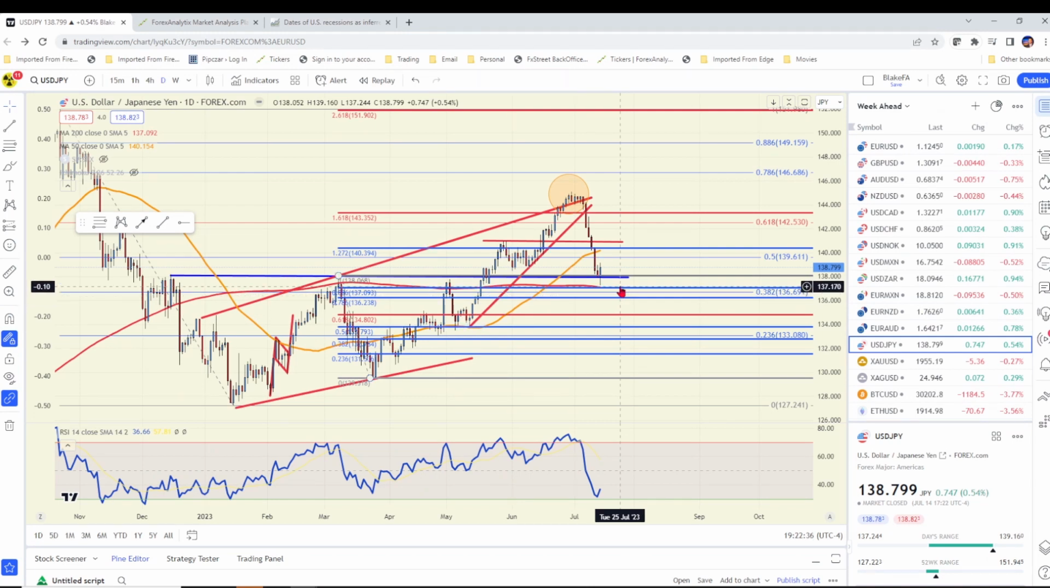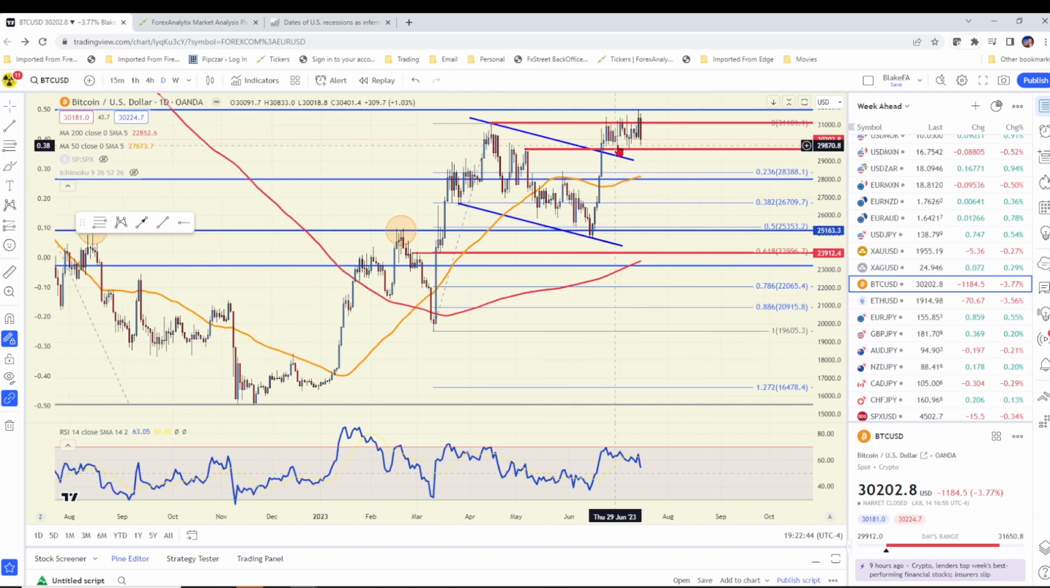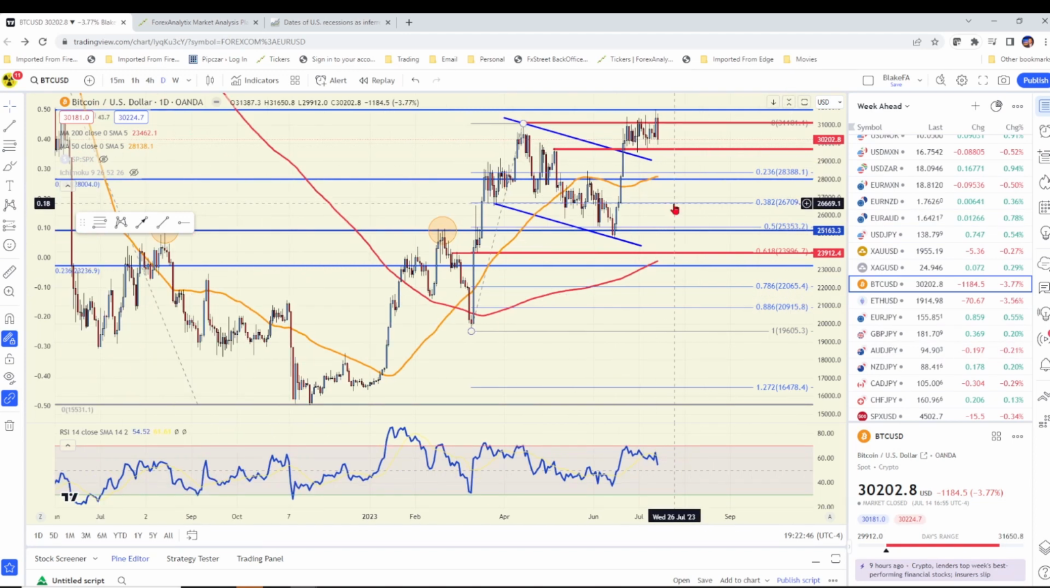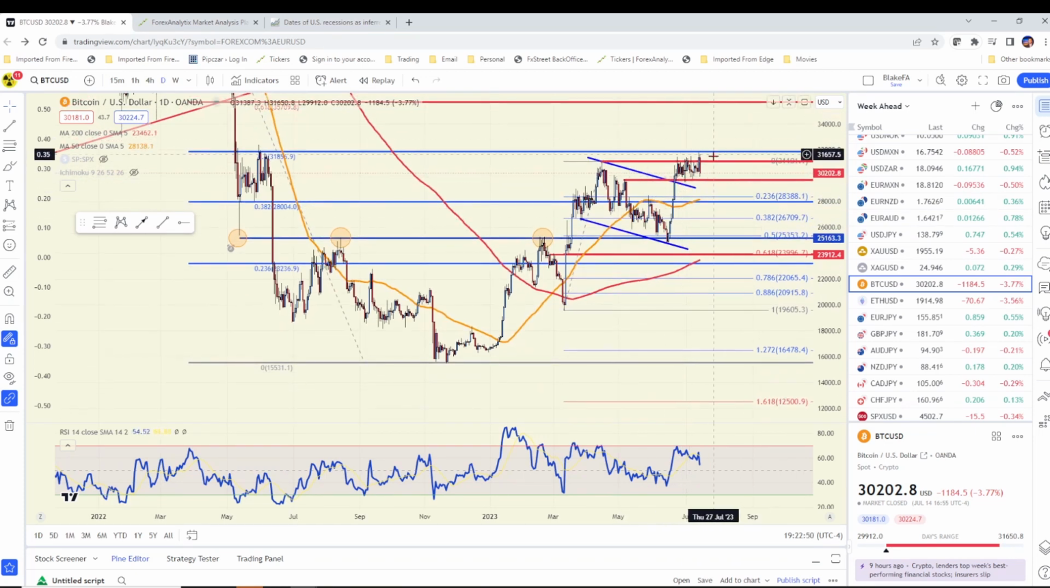That could really get people speculating at that point. Also, I want to take a look at Bitcoin because Bitcoin is really not breaking out. I thought Bitcoin would be breaking out following the BlackRock news and the new ETFs that are coming out.